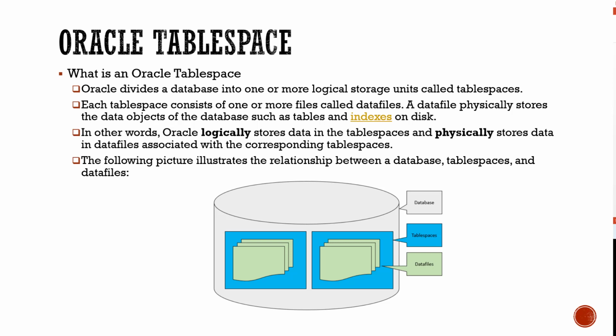In other words, Oracle logically stores data in the tablespaces and physically stores data in data files associated with the corresponding tablespaces. The following picture illustrates the relationship between a database, tablespaces, and data files. Here we can see the database, then tablespace, and then data file. Data files are contained in tablespaces, and tablespaces are contained in the database.